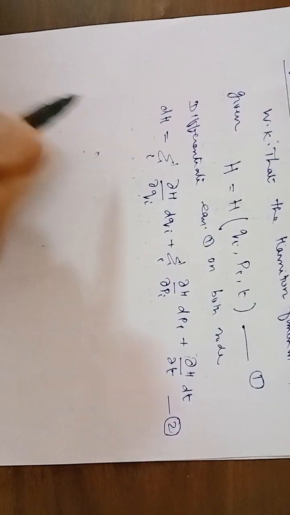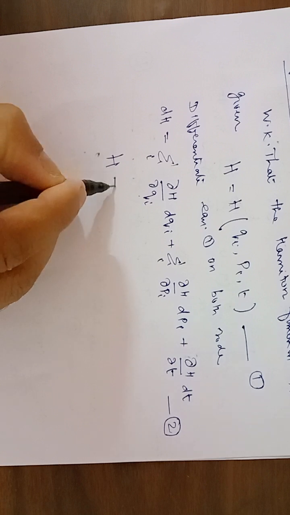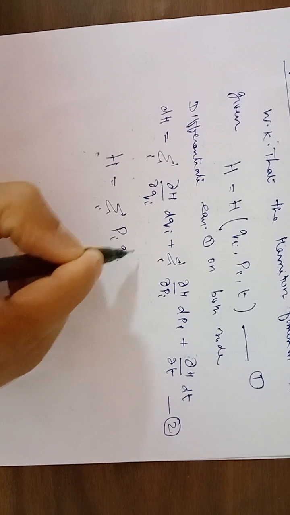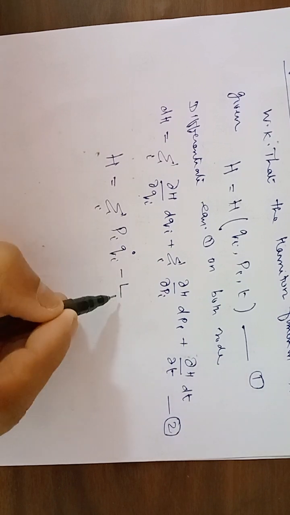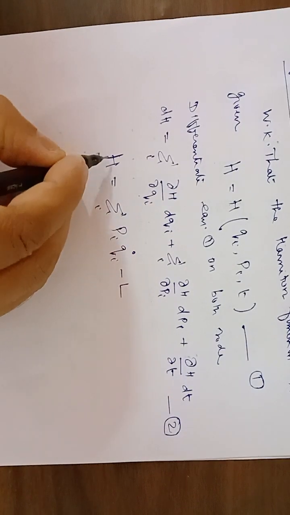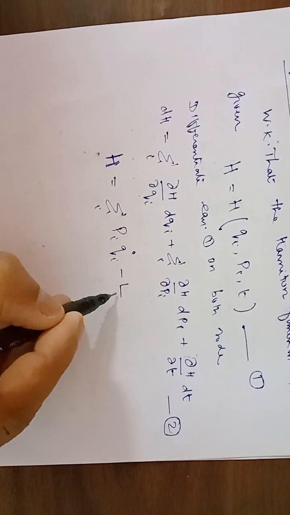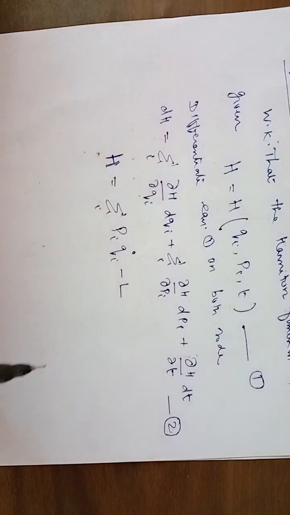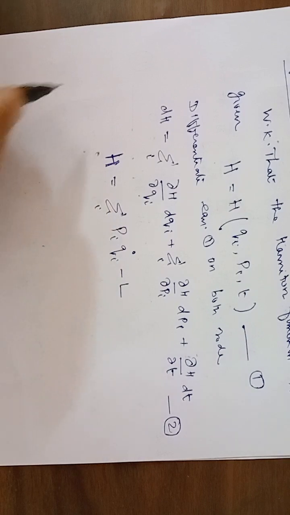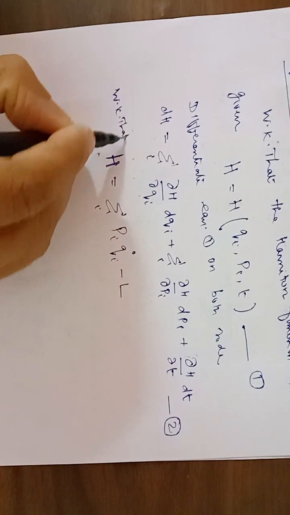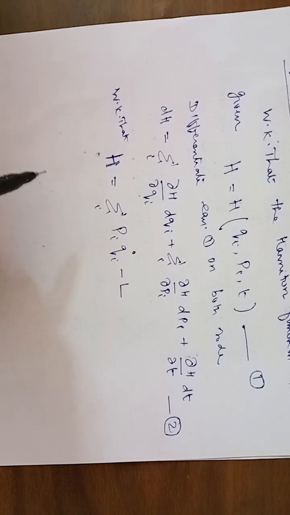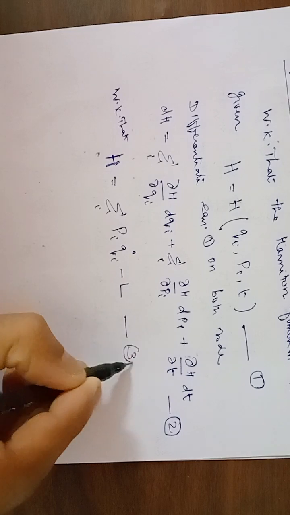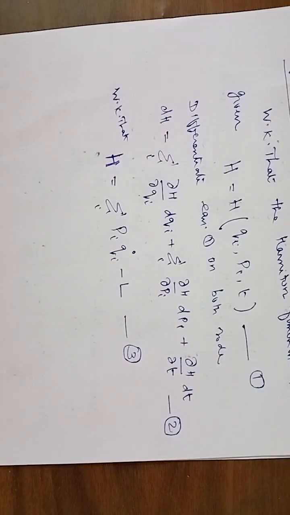Now we also know the Hamiltonian equation: H is equal to summation over i of pi qi dot minus L. This is the relation between the Hamiltonian function and the Lagrangian function. Here pi is the momentum coordinate and qi dot is the velocity coordinate. So H is equal to sigma i pi qi dot minus L, which is equation 3. All these equations we already studied; I am using the same equations only.